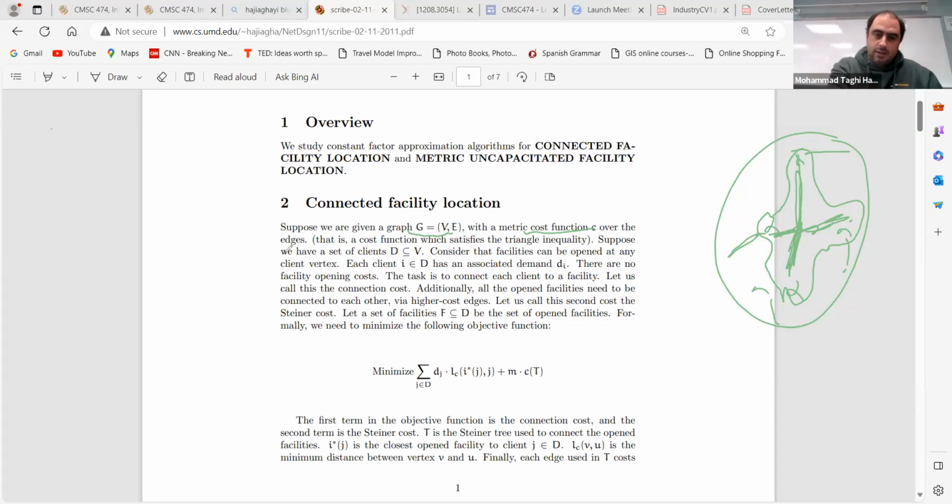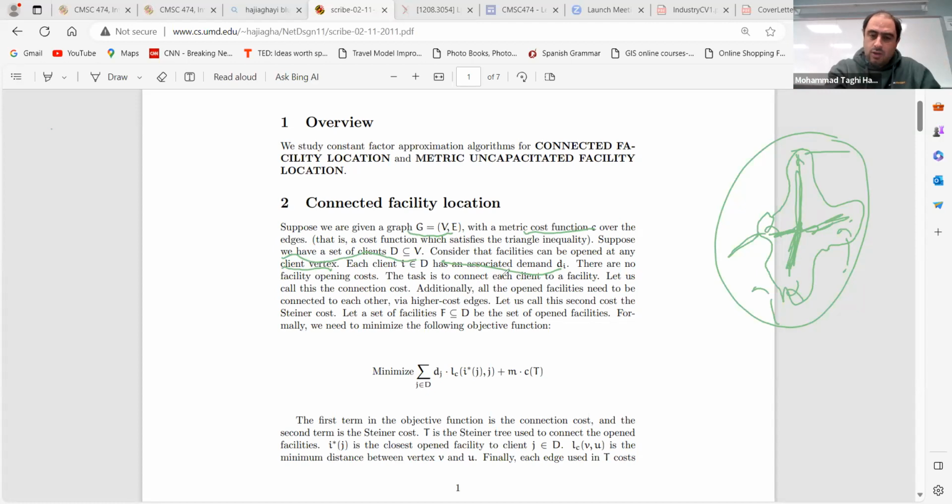So here we have a set of clients, D. Again, D can be equal to V. Consider that a facility can be opened at a client vertex. Again, assume that D and V are equal. Each client has an associated demand d_i. You can assume that d_i is equal to 1, since you can do a reduction with that. There is no facility opening cost. It is not hard to introduce one and get essentially a similar, if not the same, approximation factor.